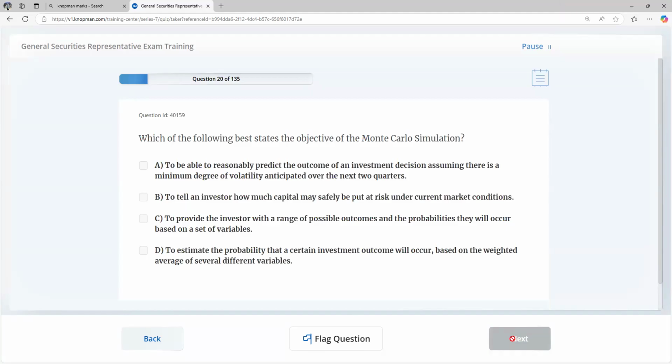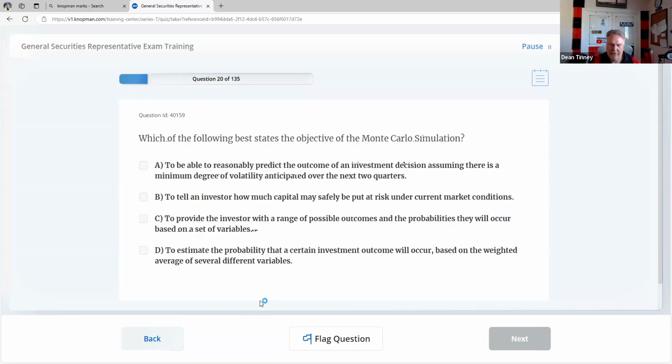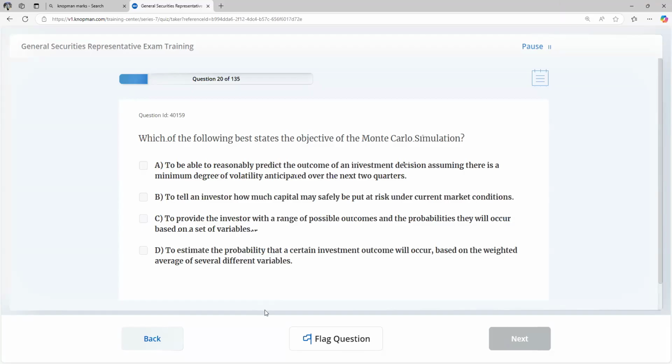Okay. I have genuinely no idea what a Monte Carlo simulation is, so I'm just going to throw my best guess out here. Which of the following best states the objective of a Monte Carlo simulation? To provide the investor with a range of possible outcomes, to estimate the probability that certain, to be able to reasonably predict the outcome of an investment decision, assuming there is a minimum degree of. To provide the investors with a range of possible outcomes and probabilities.